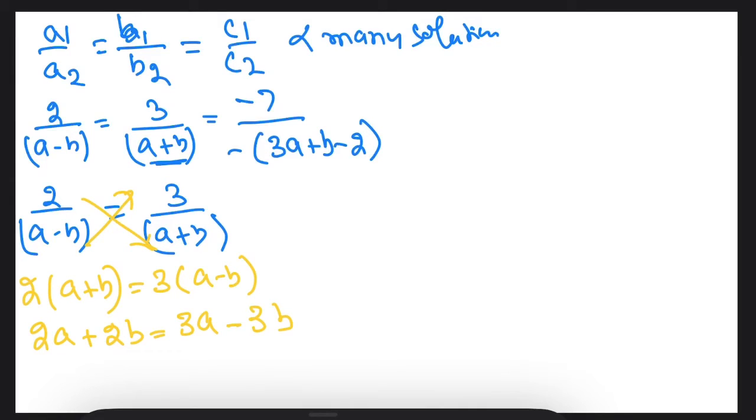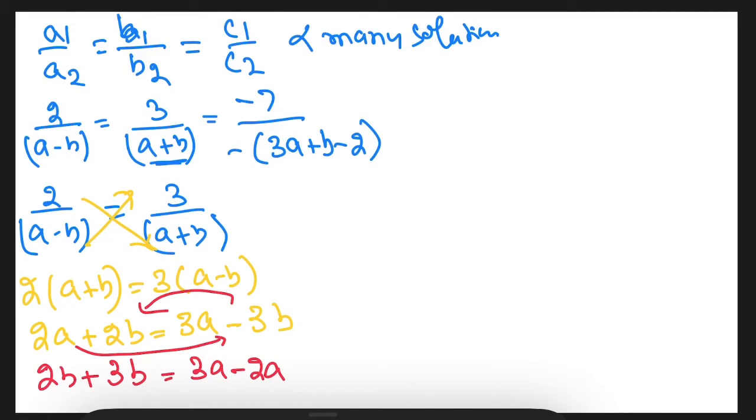Okay, a's together and b's together. So, 2b plus 3b, you bring this side, so that will become plus 3b. And here 3a and 2a, you bring this side, 2a minus 3a, then that one will become what?